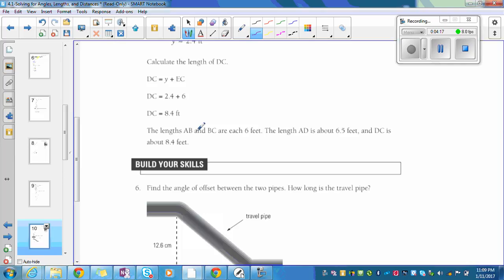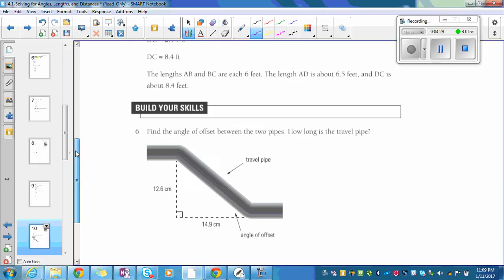So either you show it in the diagram or you write a little sentence. Length AB and BC are 6 feet. Length AD is 6.5, and DC is about 8.4. Okay. The big thing is to look in your picture for right triangles. And then you should be able to solve some of these nice pictured diagrams about real life situations. Good luck.